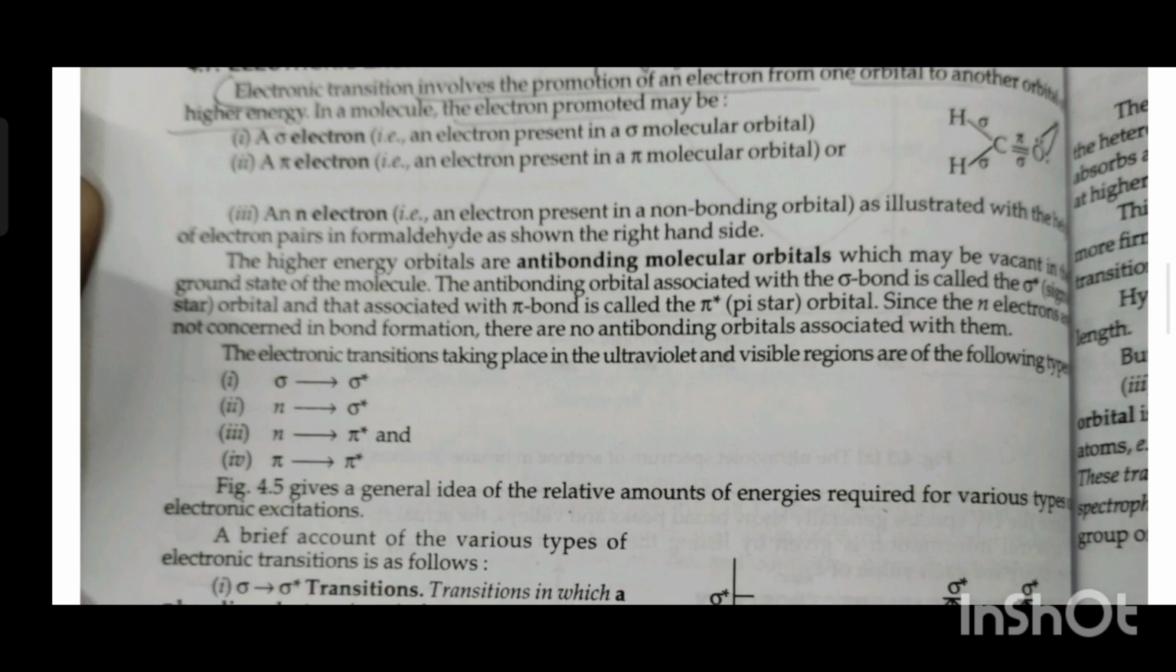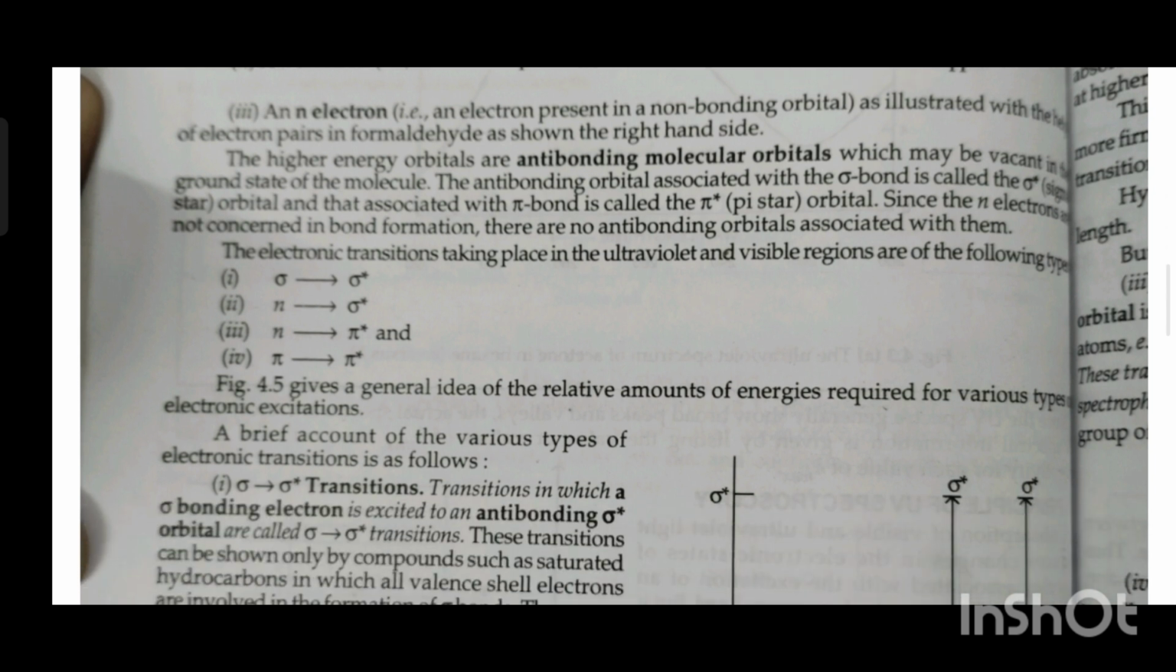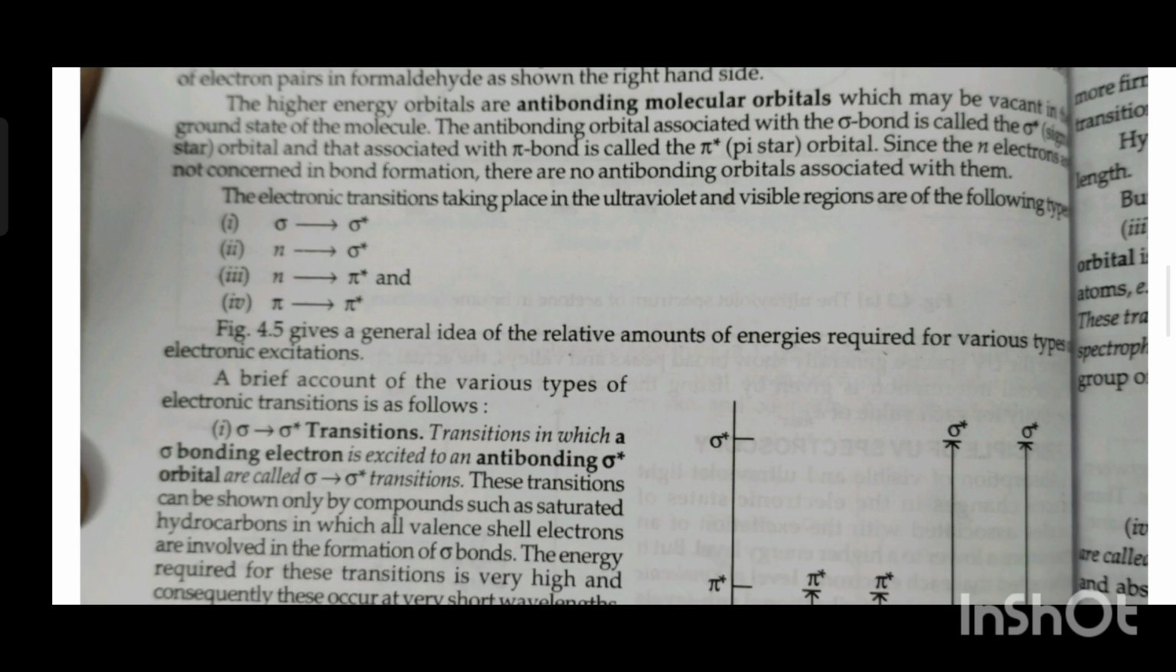The higher energy orbitals are anti-bonding molecular orbitals, which may be vacant in the ground state of a molecule. The anti-bonding orbital associated with a sigma bond is called a sigma star orbital, and that associated with a pi bond is called a pi star orbital. Since the n electrons are not concentrated in bond formation, there are non-bonding orbitals associated with them. The electron transitions taking place in the ultraviolet and visible region are of the following types: sigma to sigma star, n to sigma star, n to pi star, and pi to pi star.